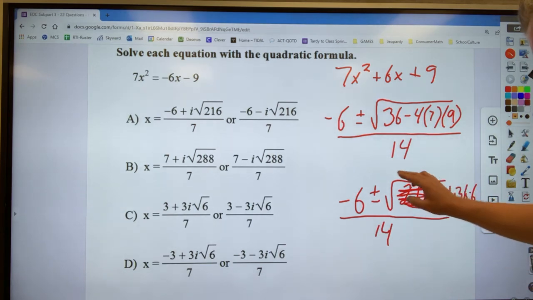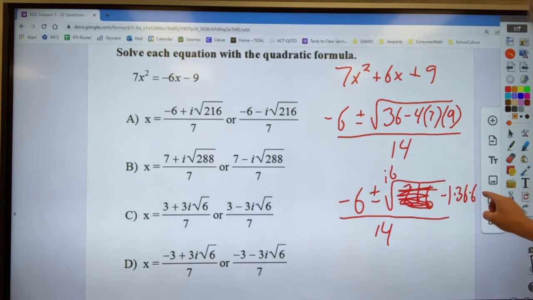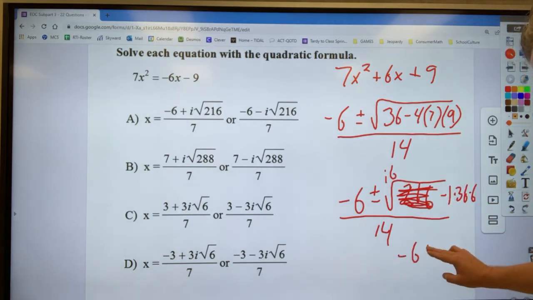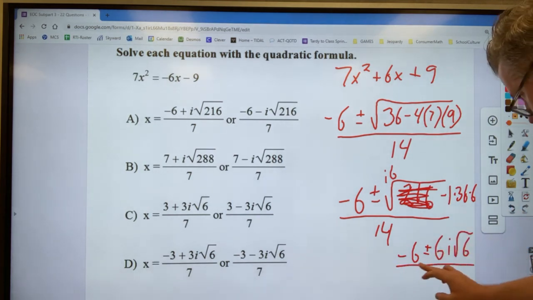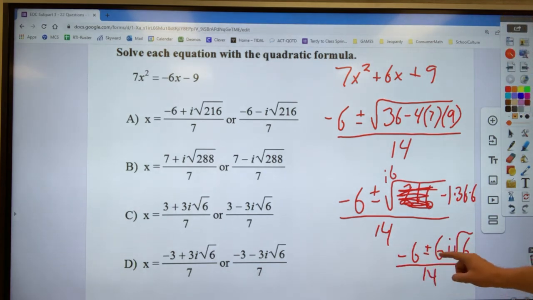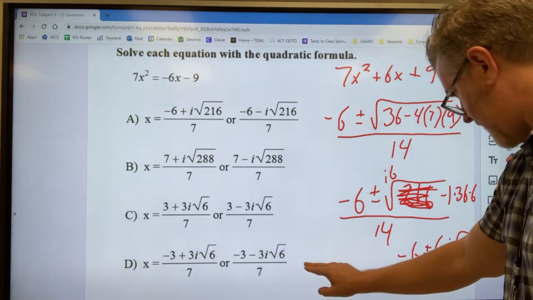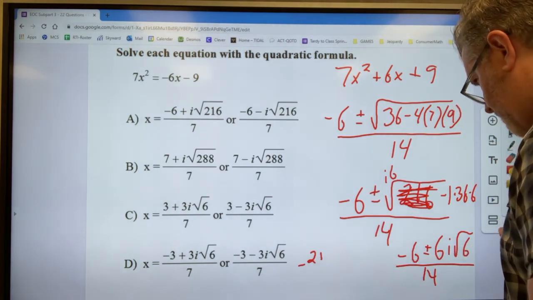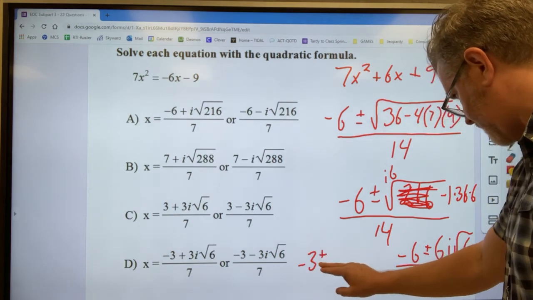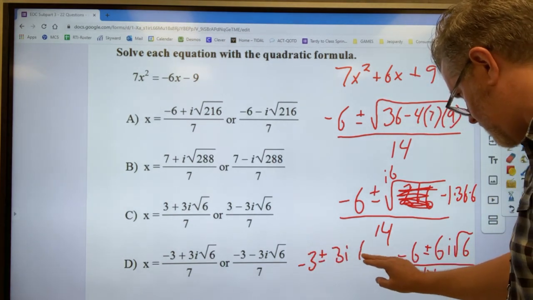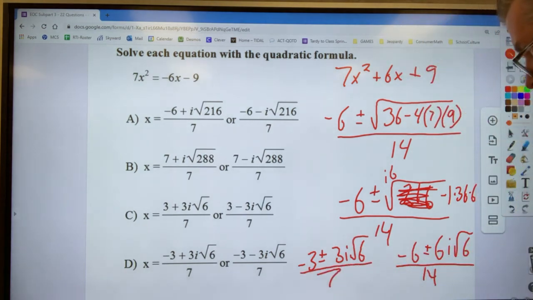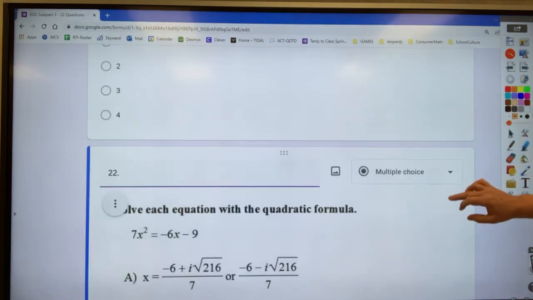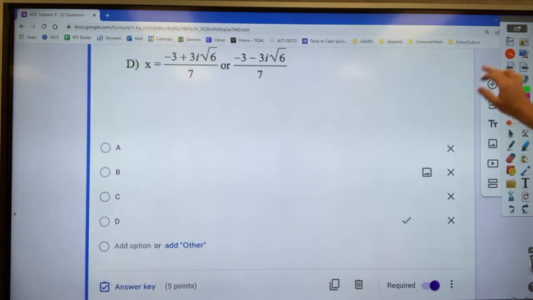The square root of negative 1 is i. The square root of 36 is 6. And the root 6 would still be under there. So I end up here, plus or minus 6i root 6 over 14. I can pull a 2 out of the 6 and the 14, and I end up with negative 2 plus and minus, I only pulled a 2 out. I didn't divide by 2. Negative 3 plus or minus 3i root 6 over 7. So, looks like that one would be D. There it is. All right, fantastic.